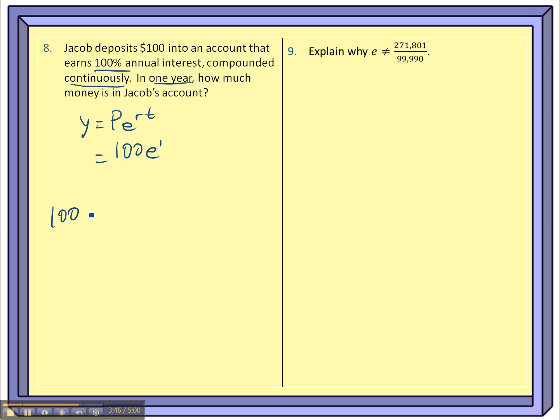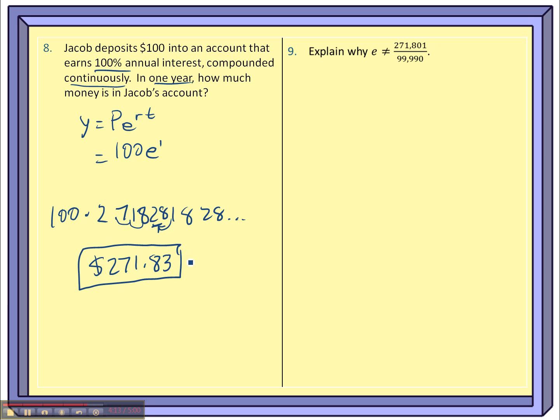So 100 times 2.718281828, etc. And multiplying times 100 is going to move this decimal place over 2 places. So our dollar amount is $271.80, not 2 cents, but since I have to round it up, 83 cents. Tons of money.